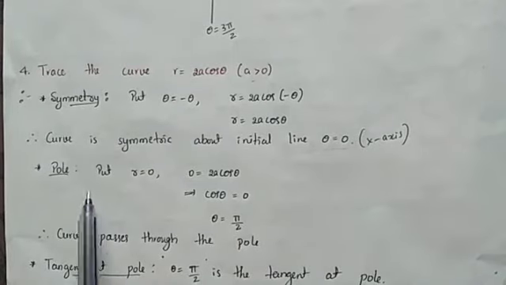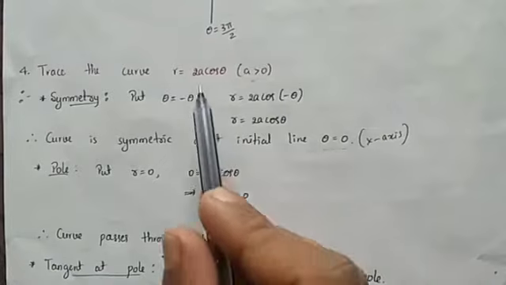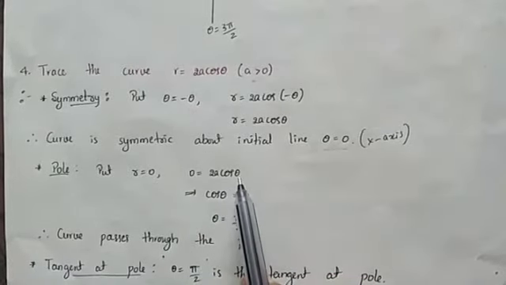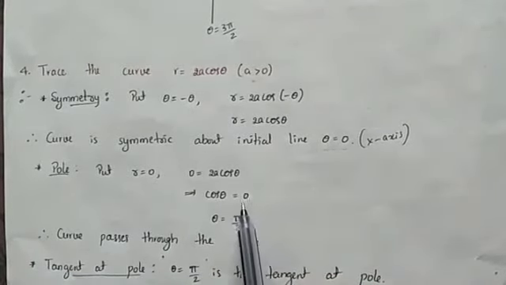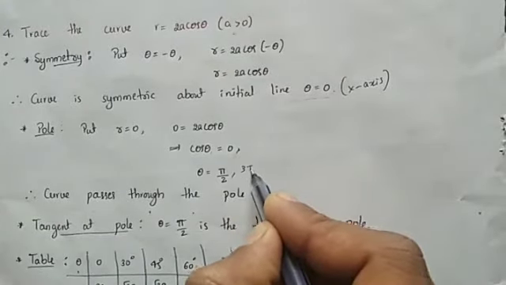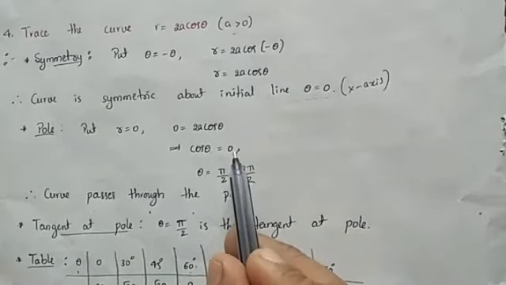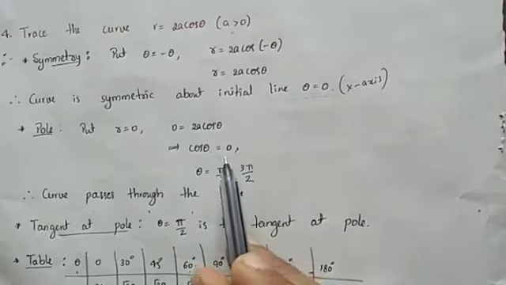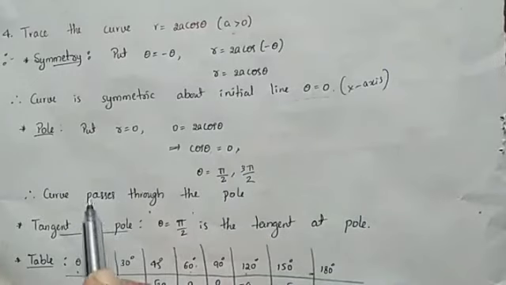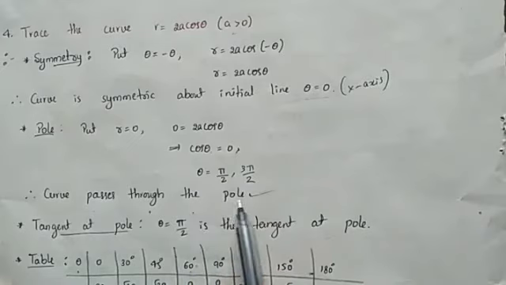The next point is the pole. Put r is equal to 0, we get 0 is equal to 2a cos theta. So cos theta is equal to 0. We get the theta value is pi by 2, 3 pi by 2. Cos 90 degree value is 0. Cos 270 degree value is also 0. Therefore, the curve passes through the pole.